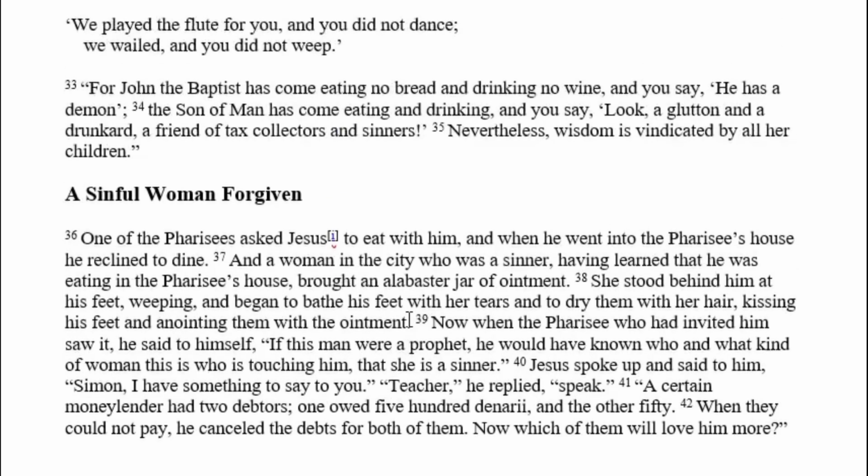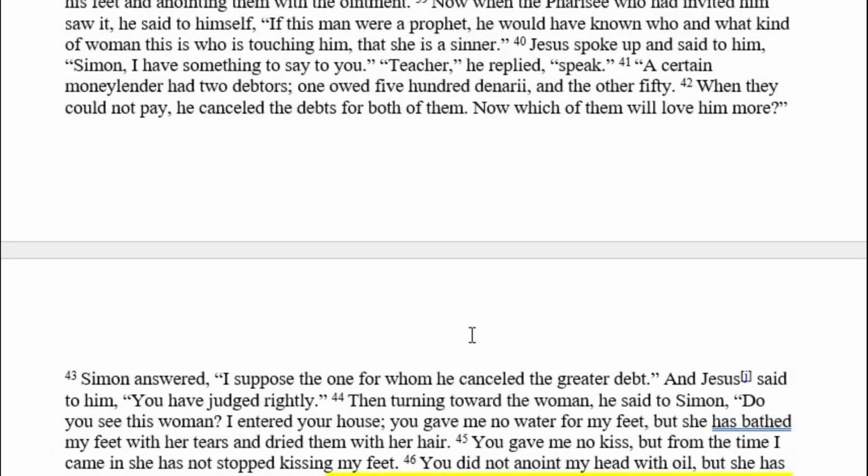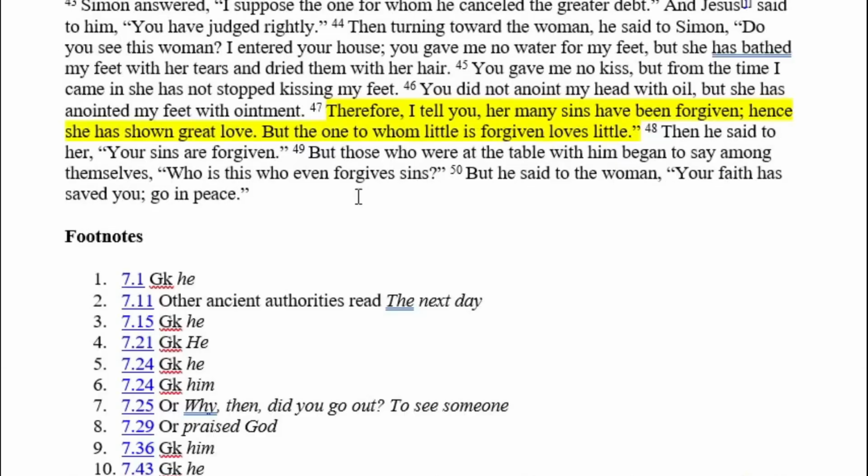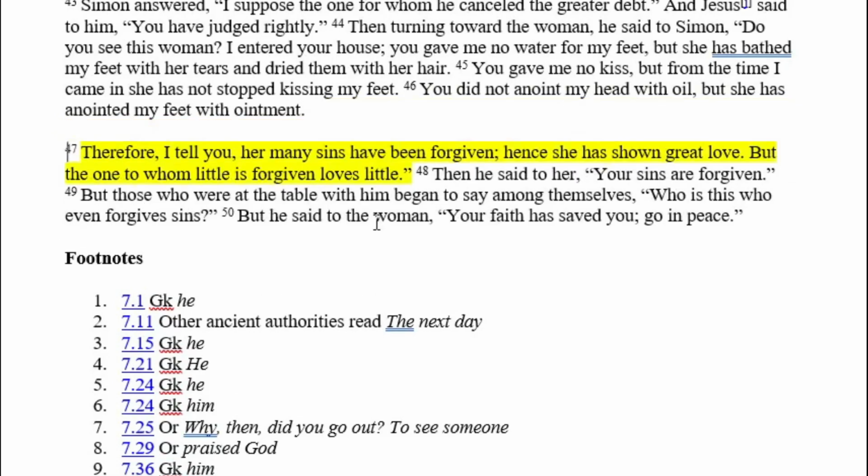Okay, we get down here into verse 36 down to 50. One of the Pharisees asked Jesus to go eat with him, and when he went to the Pharisee's house, he reclined. He sat down to eat, and a woman who was a sinner, having learned, what did she do? She bathed his feet with her tears and dried them with her hair, kissing his feet and anointing them with ointment. Here's 47. Therefore I tell you, her many sins have been forgiven, since she has shown great love. But the one to whom little is given loves little. That's 47 right there. That's a 40 and a 7.